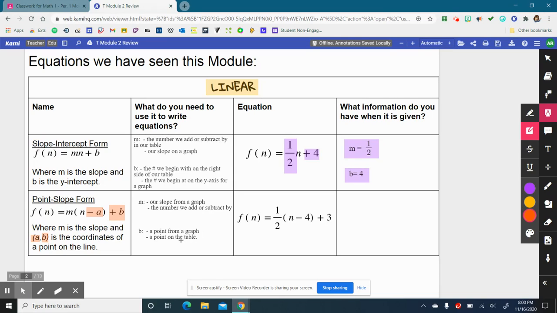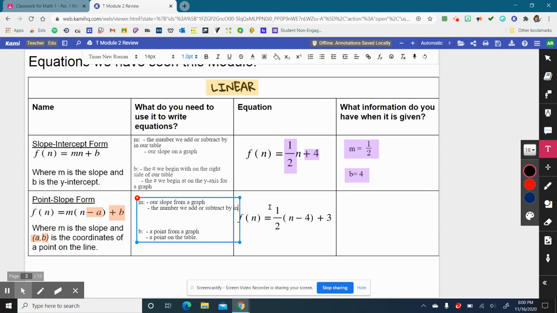Now let's make sense of this in our example here. But first things first, this m in our point slope form is our slope from a graph, or the number we add or subtract by, again, in a table. The b value here is the point from our graph, or it's a point on our table.